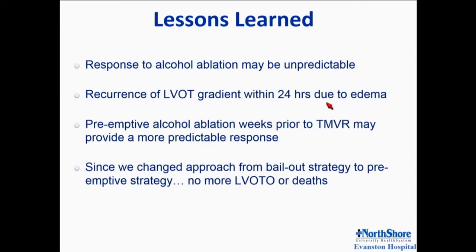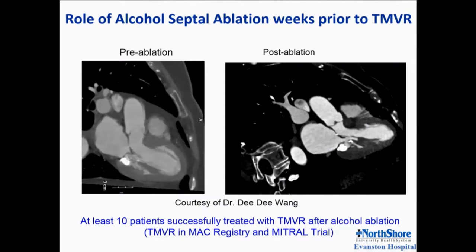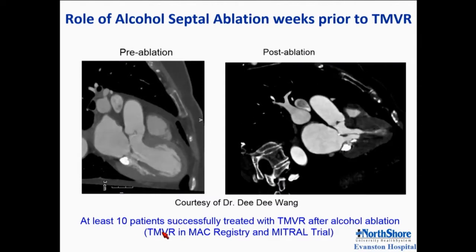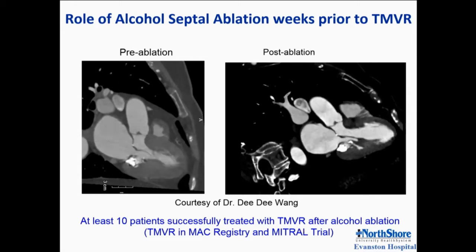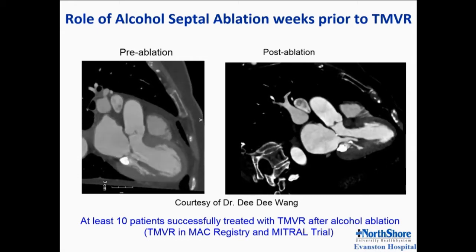So even though it may work in most patients, we don't know when it's going to come back the following day. So that gave us the concept that maybe preemptive alcohol septal ablation performed weeks prior to TMVR may be a more predictable way to prepare this patient. Since then, we have changed from a bailout strategy to preemptive, and we have not had any more LVOT obstruction or death related to that. So we have treated at least 10 patients successfully with TMVR, patients who were at high risk of LVOT obstruction, and will now receive a valve without having a gradient.